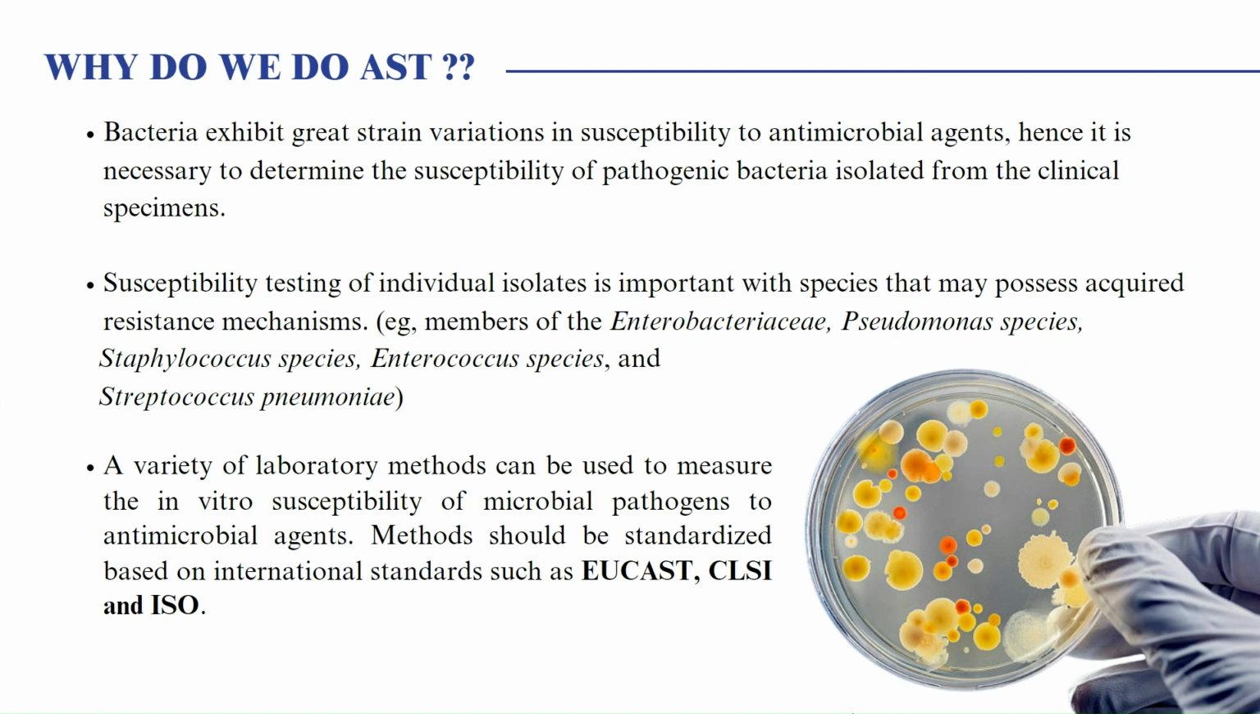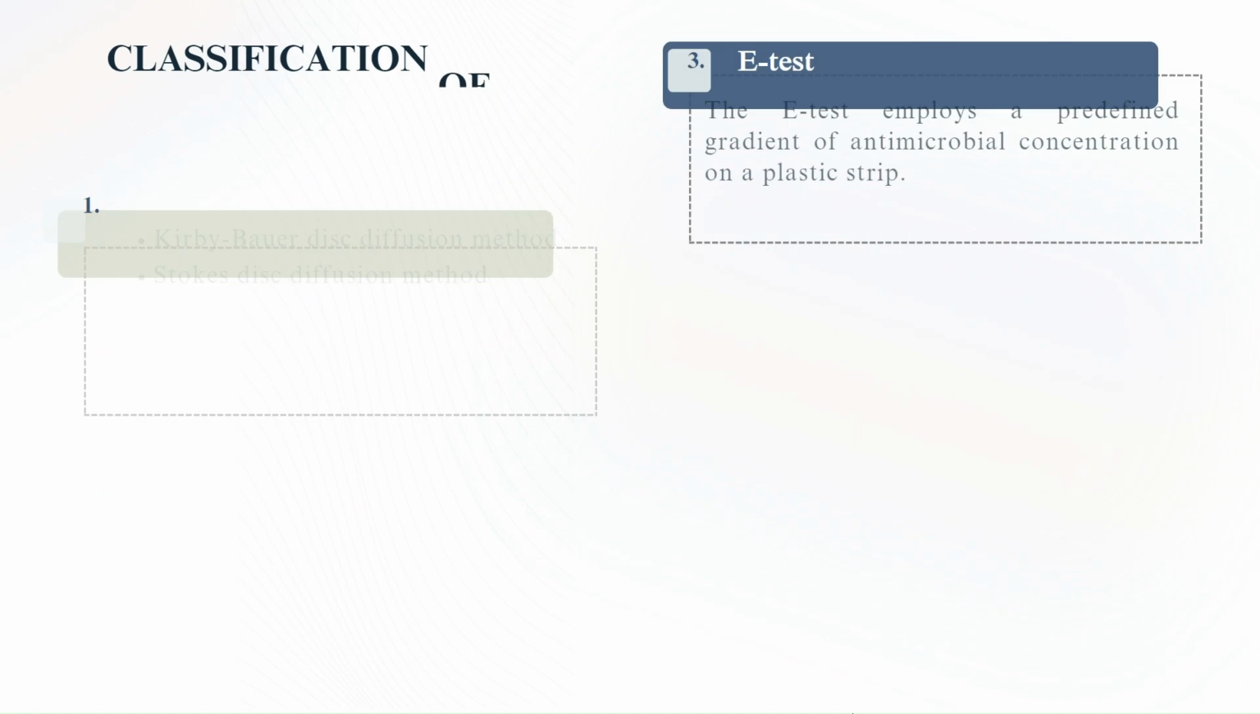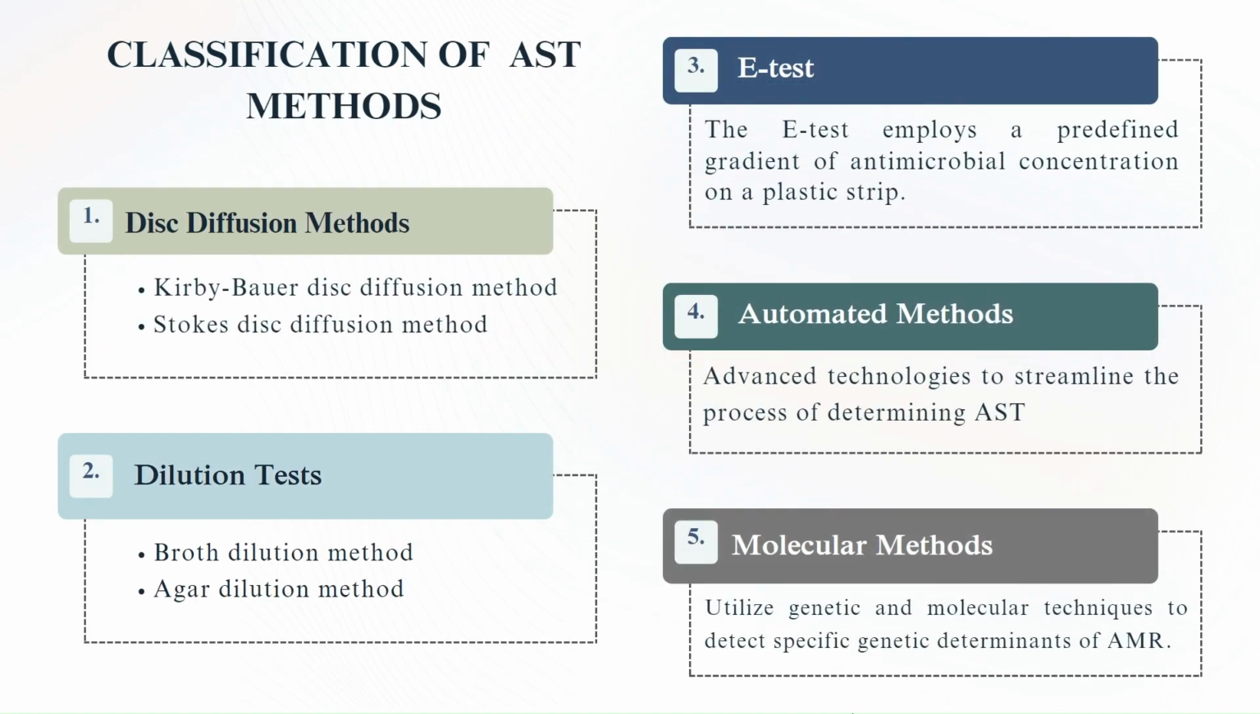A variety of laboratory methods can be used to measure the in vitro susceptibility of microbial pathogens to antimicrobial agents. Methods should be standardized based on international standards such as EUCAST, CLSI, and ISO. Classification of AST methods. AST methods can be classified into disk diffusion methods, which include the Kirby-Bauer disk diffusion method and the Stokes disk diffusion method, and dilution tests, which include the broth dilution method and the agar dilution method.